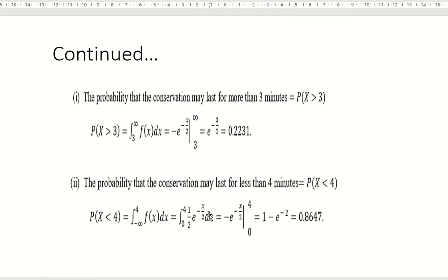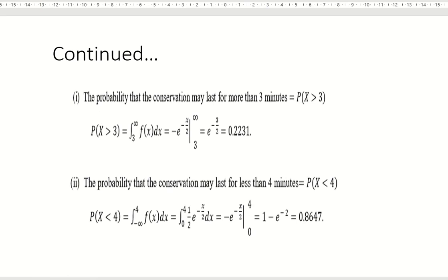f(x) is 1 by 2 e power minus x by 2 dx. Now integrate this. 1 by 2 keeps outside as a constant. The integration of e power minus x by 2 is e power minus x by 2 divided by minus 1 by 2, so 1 by 2 gets cancelled. What remains is minus of e power minus x by 2, with limits from 0 to 4. That is e power minus 2 minus e power 0 with the negative sign. E power 0 means 1, so minus of minus 1 means plus 1. 1 minus e power minus 2 is 0.8647.